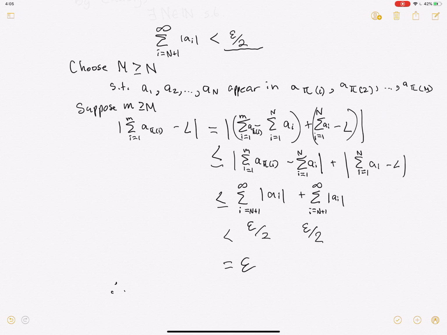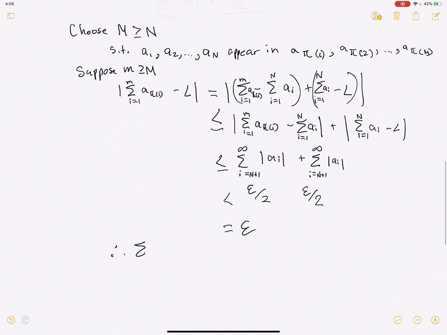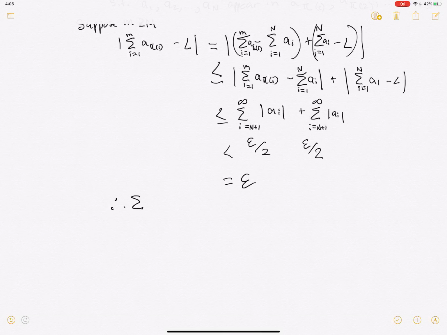Whoa. Why is my screen dark all of a sudden? Okay, let's just keep going. Looks kind of cool, I guess.